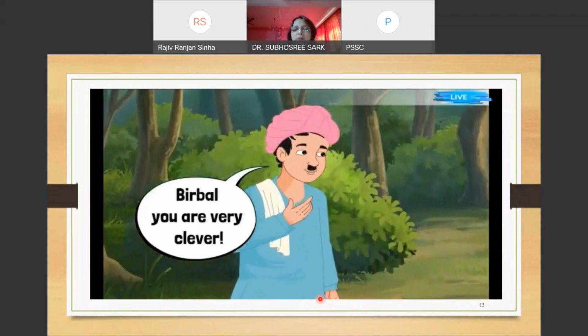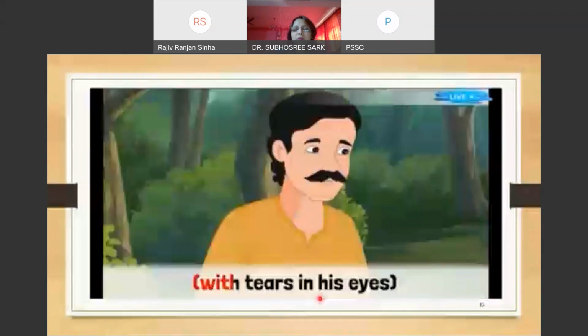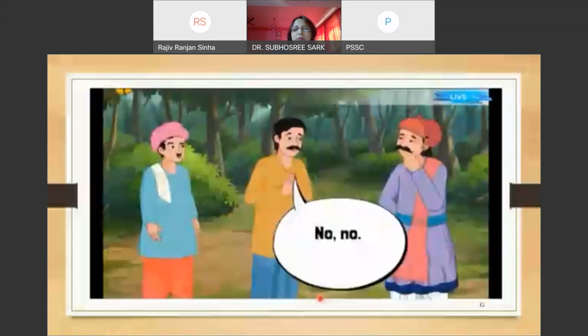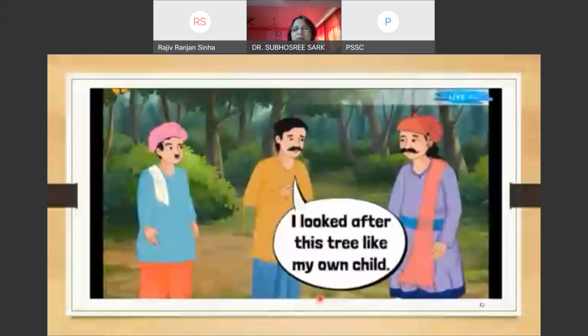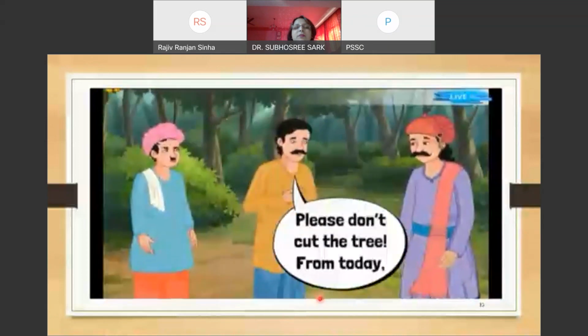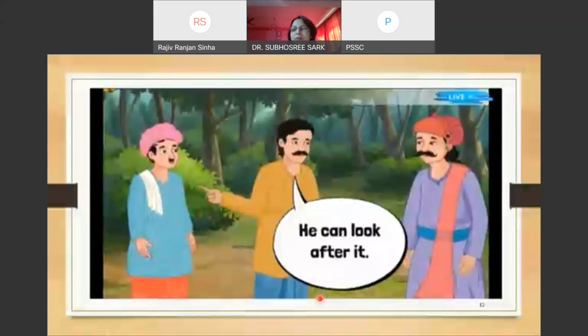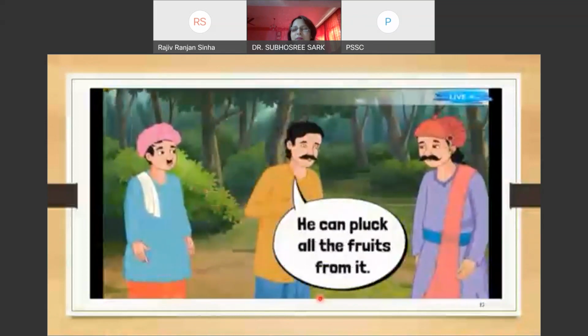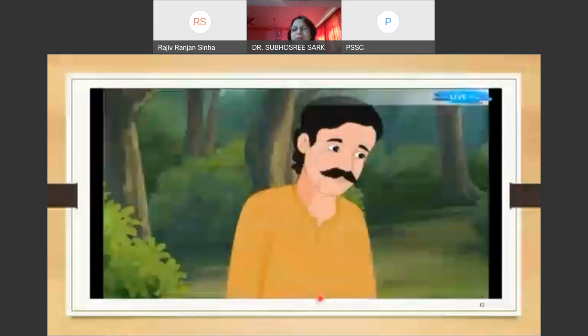Birbal, you are very clever. With tears in his eyes. No, please don't do that. I looked after this tree like my own child. Please don't cut the tree. From today, Sohan is the owner of the tree. He can look after it. He can pluck all the fruits from it.